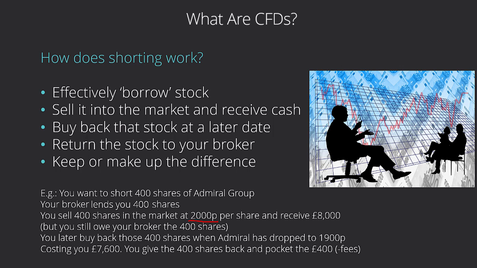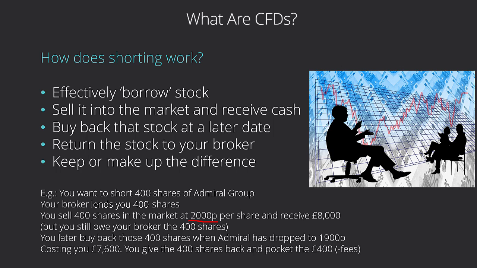You can't just take your 8,000 and run off and say, yeah, great, I've made £8,000. No, you still owe your broker. So what you do later on, you say, you know what, it's dropped down now. It's down to £19 or 1,900 pence. And of course, the total value of that for the 400 shares is only going to be 7,600. So you pay the 7,600, you buy your 400 shares back, you give the 400 shares back to your broker. He says, thank you very much. You pocket the difference, which is 8,000 minus 7,600, because you have to pay less to get those shares back.